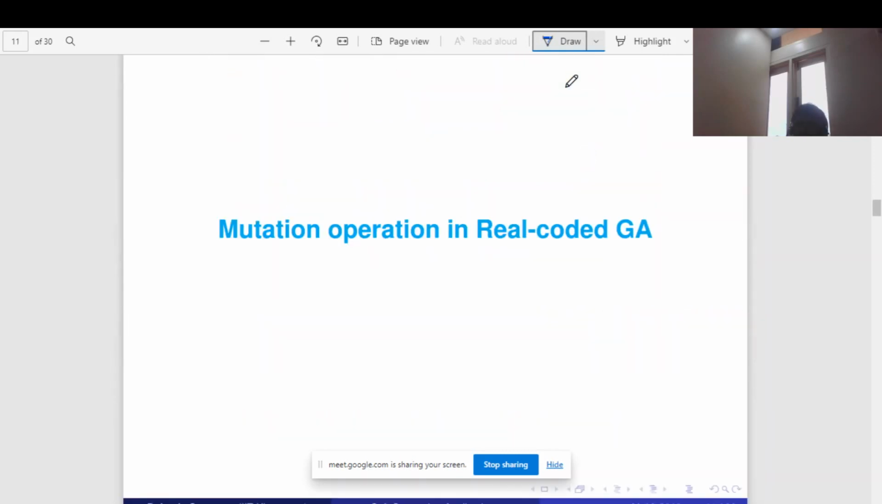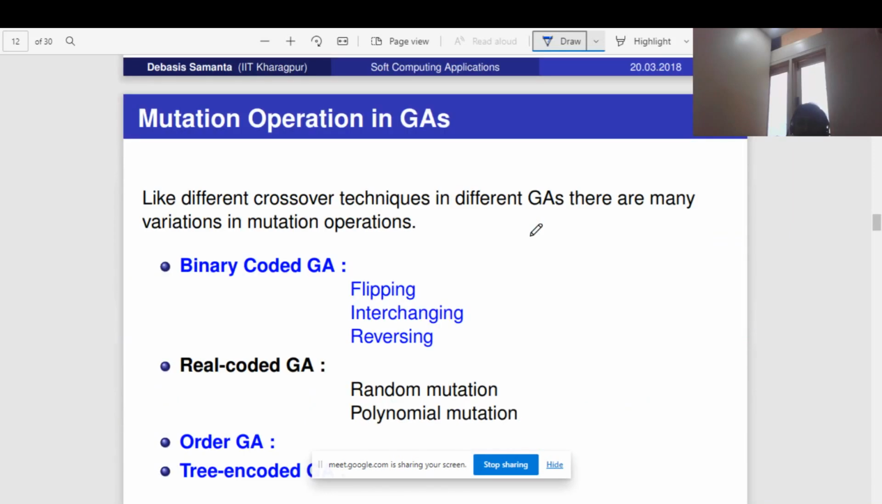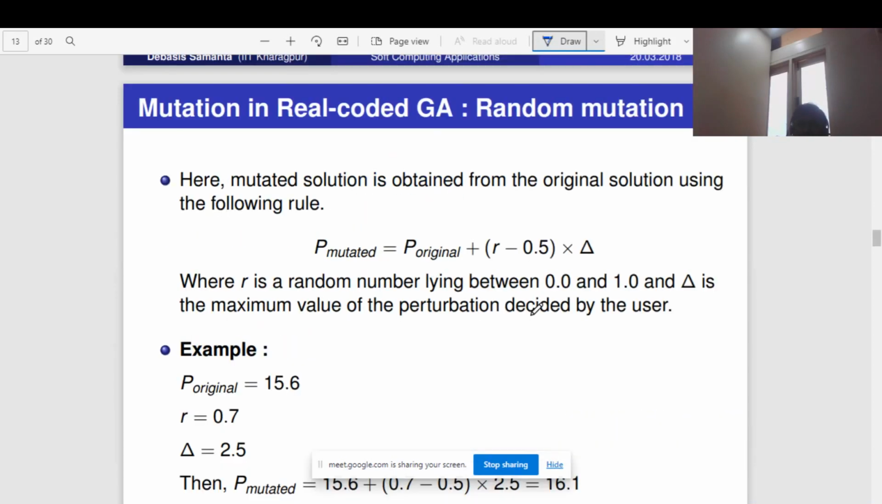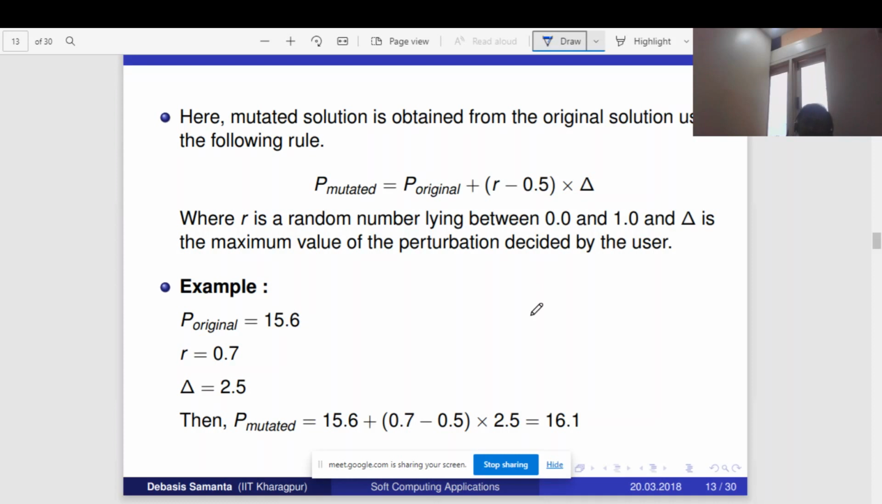Next we will move on to the mutation techniques in real coded GA. Again we have two techniques here: one is random mutation, the other one is polynomial mutation. Random mutation is a straightforward formula: P mutated is equal to P original plus (R minus 0.5) into delta, where R is a random number between 0.0 and 1.0, and delta is a value which the user has to choose.